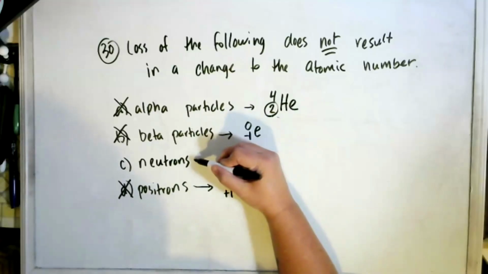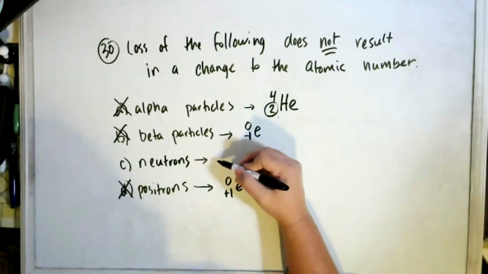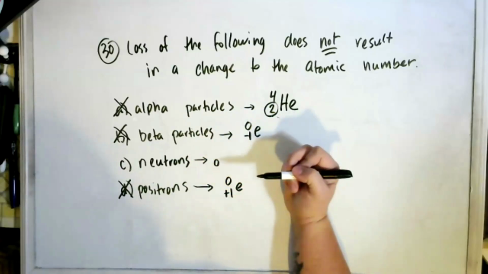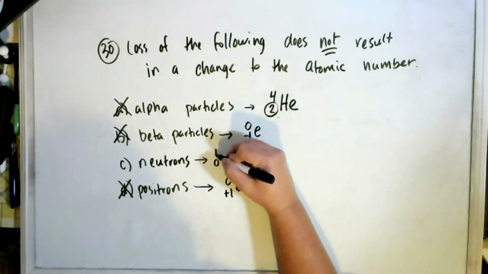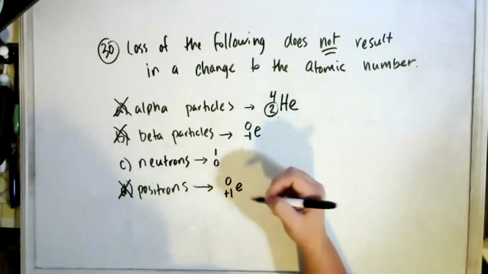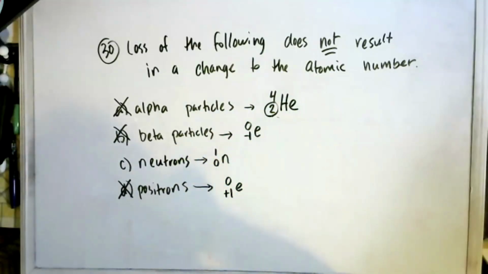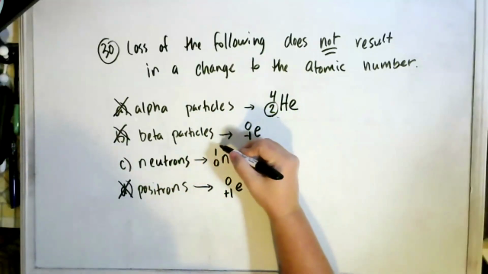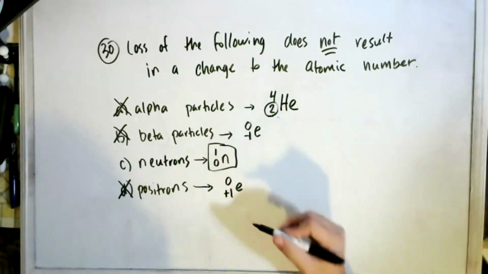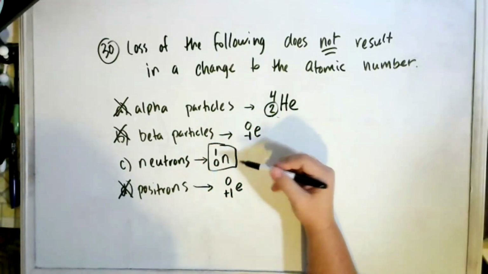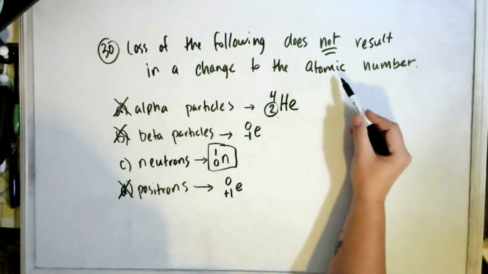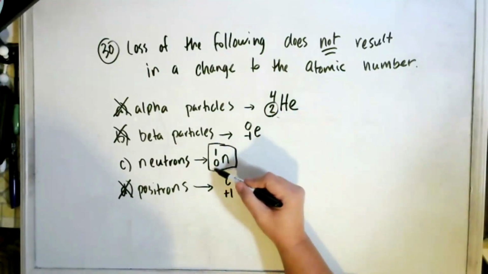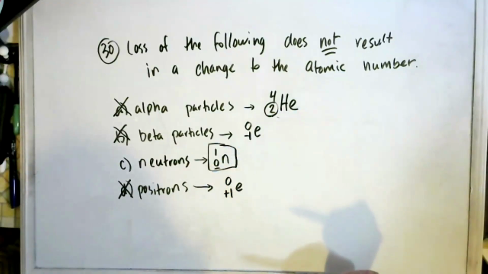But if you write out the symbol for a neutron, it has a 0 on the bottom because a neutron doesn't have any protons. It's a 1 up top because it's just the neutron, and then the little n. So when you remove a neutron, the atomic number is not the thing that changes. There's no change in your atomic number here.